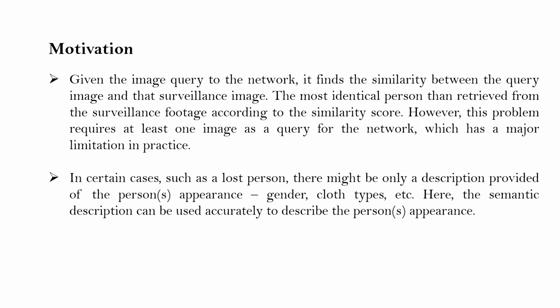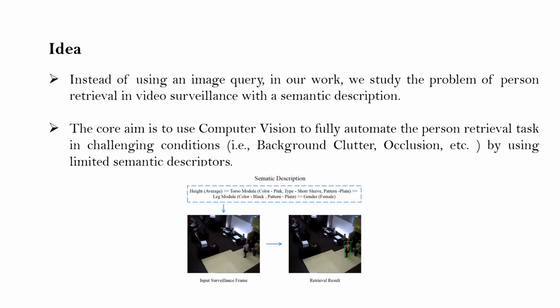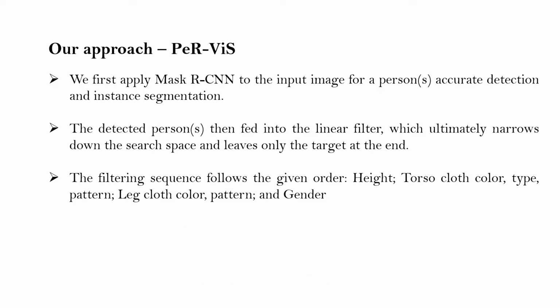Considering the case of a lost person where we only know about the person's appearance, the above mentioned approach fails, and semantic description, however, will be useful in these cases. Based on these limitations, in our work, we studied the problem of person retrieval in video surveillance with semantic descriptions. The core aim of our work is to use computer vision techniques to fully automate this task and retrieve the person in challenging conditions by using a minimal number of semantic descriptors.